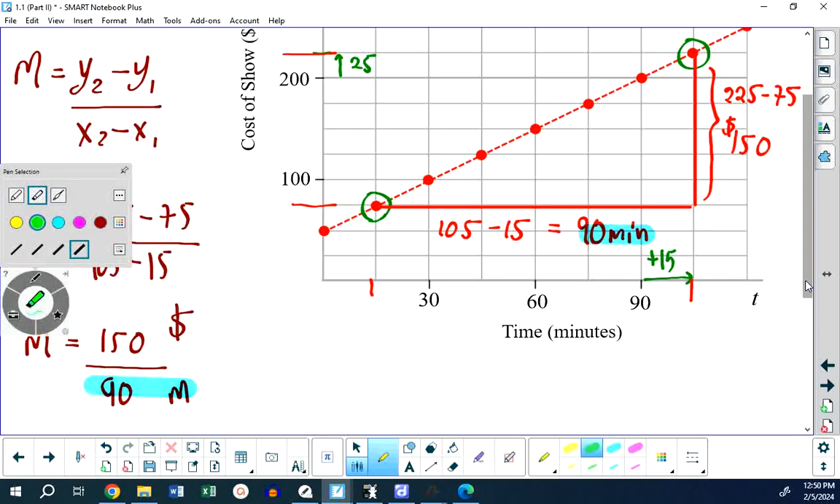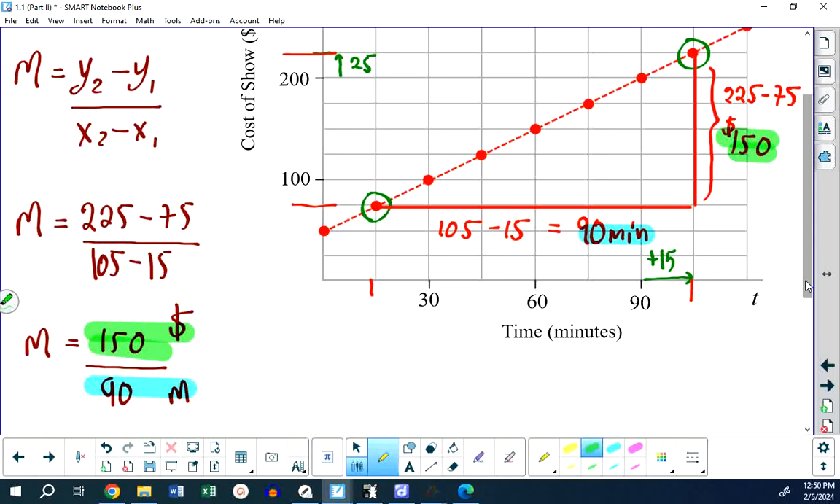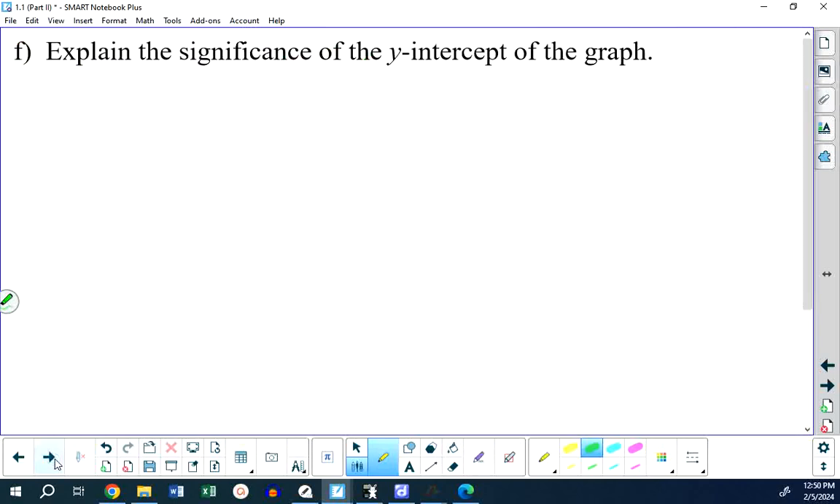Well, surprise, surprise. That's what we did. It's just that we did it on the graph instead of up here with the equation. Any questions with the graph or finding the slope? Right? What's the significance of the y-intercept?